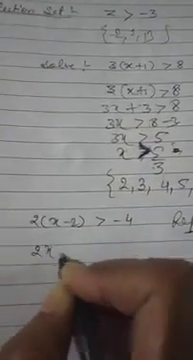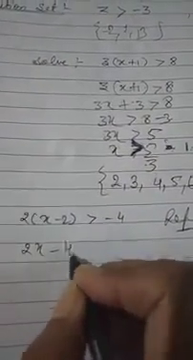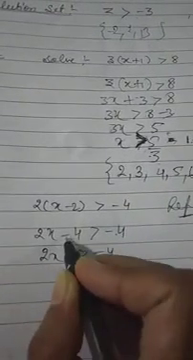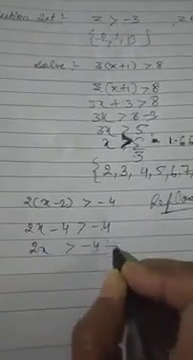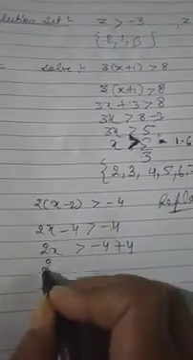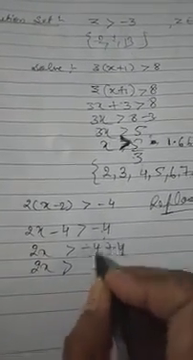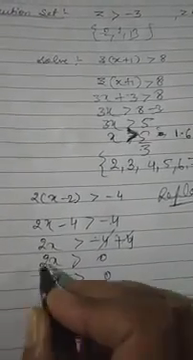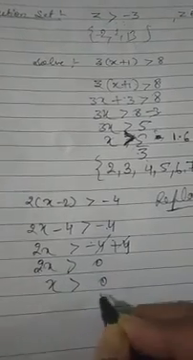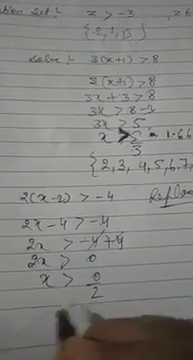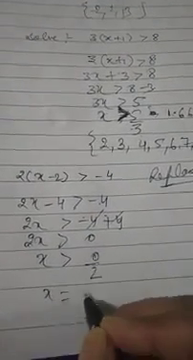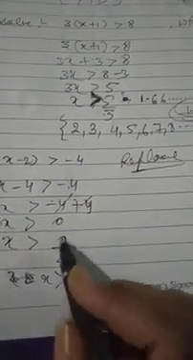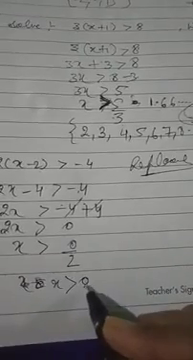2 into x, 2x. First we will solve. 2 twos are 4 greater than minus 4. Now 2x is greater than minus 4 and this minus sign will go this side. It will come in plus. Now 2x is greater than, minus and plus will get cancelled. We will get 0. Now x is greater than 0. This is multiply, so it will come this side in divide. Got it? So 0 divided by 2 will be equal to what? Sorry, x is greater than 0. 0 only we will get.